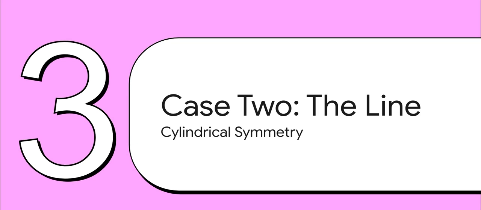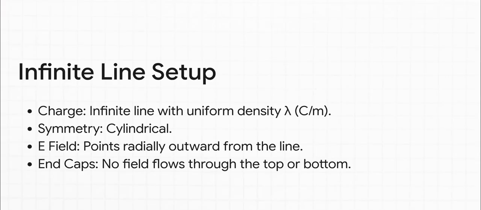Let's level up the complexity just a little bit. What happens if our charge isn't a point anymore, but is smeared out over an infinitely long straight line? An infinite line of charge, which has a certain charge density we call lambda, has cylindrical symmetry. The electric field points straight out from the line, kind of like the bristles on a bottle brush. It doesn't point along the line at all, just straight out.